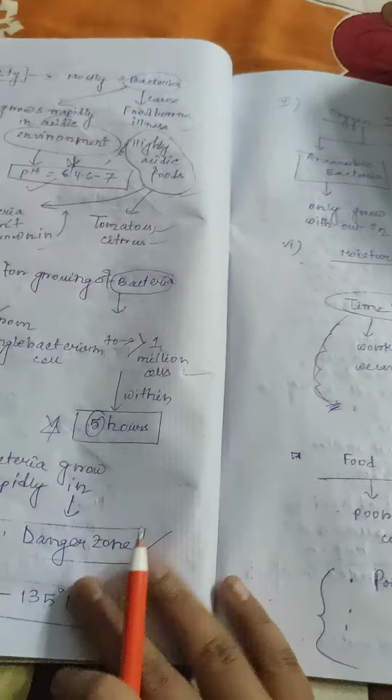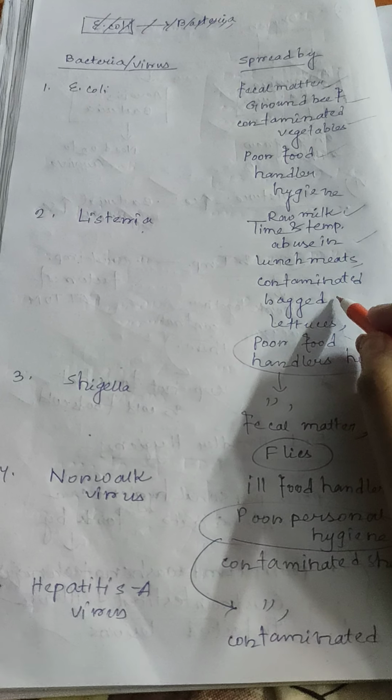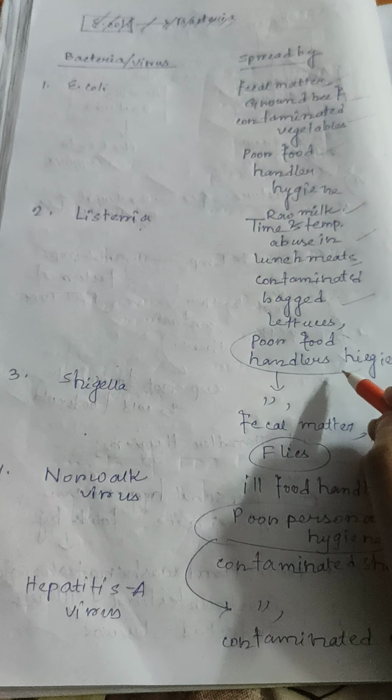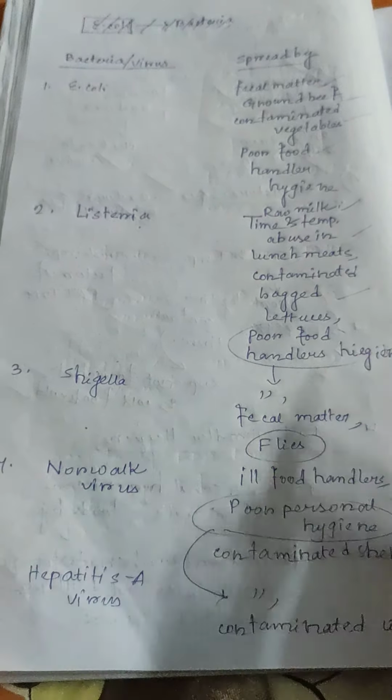Then we move to some bacteria and viruses, their spreading techniques, their disease symptoms and their CDC estimates. First is E. coli, a bacteria spread by fecal matter, ground beef, contaminated vegetables and poor food handlers' hygiene. Listeria is spread by raw milk, time and temperature abuse in lunch meats, contaminated baked lettuces and poor food handlers' hygiene. Shigella bacteria are spread by poor food handlers' hygiene, fecal matter and flies.